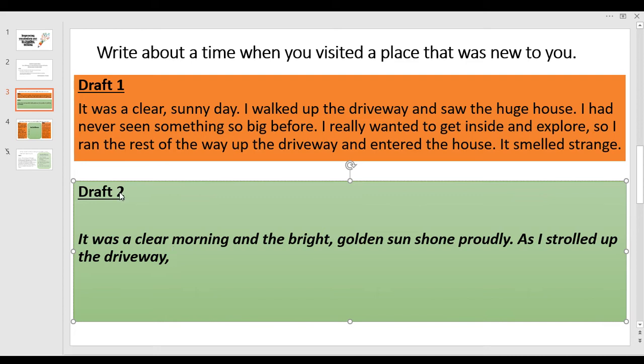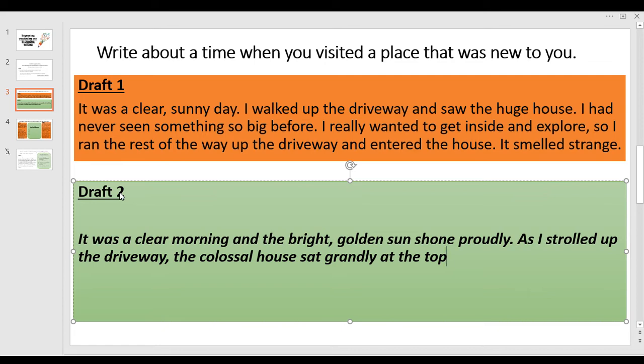In draft one, we talk about a huge house. We can do better than the word huge. Think about what other words we could use instead. We want to really emphasize the big size, so the colossal house. And again, we want to continue to enhance that imagery, so we're going to try and get another technique in here. Sat grandly at the top.